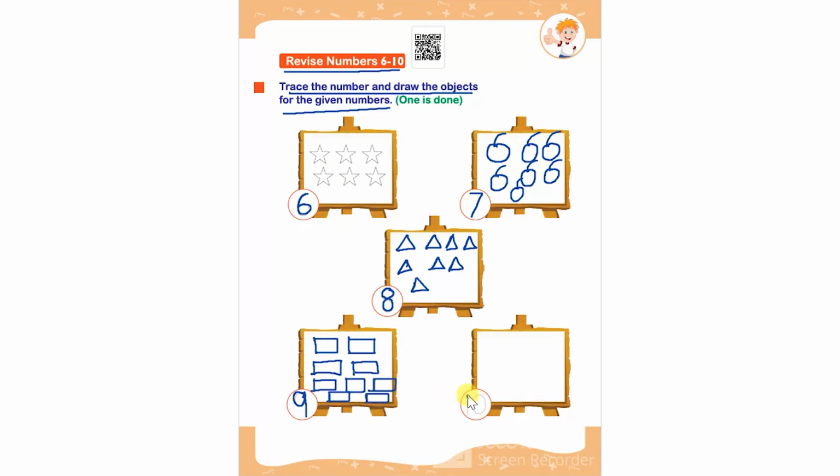After that number 10, they have to trace the number 10 and then they have to draw 10 circles over here. That is 1, 2, 3, 4, 5, 6, 7, 8, 9, 10. They can draw anything else apart from drawing the circles as well.